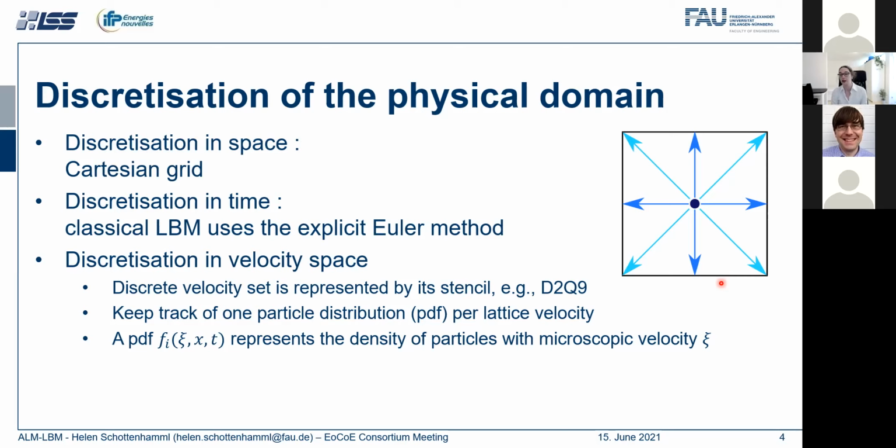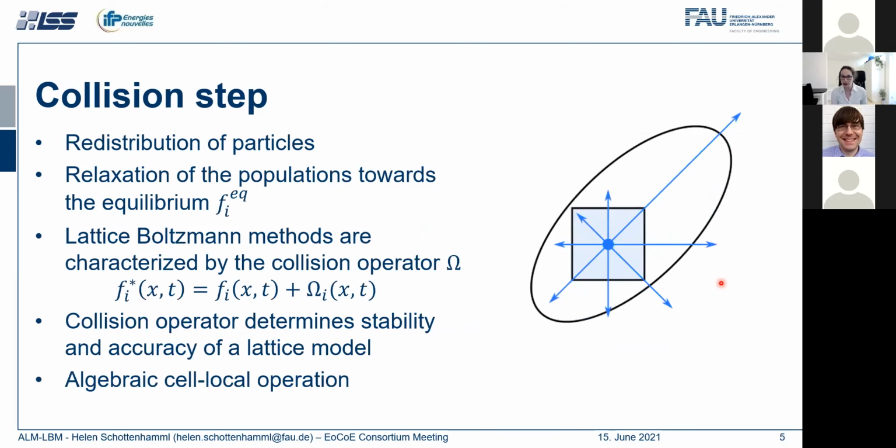Lattice Boltzmann consists of 2 major steps. The first is the collision step, which is nothing else but a redistribution of particles. Of course, we do not have particles here, but the idea behind it is the same. We relax the populations toward the equilibrium. Before it was out of equilibrium and now it's in equilibrium. This is done by a so-called collision operator, usually denoted by omega. This collision operator is the heart of the collision step, or of Lattice Boltzmann in general.